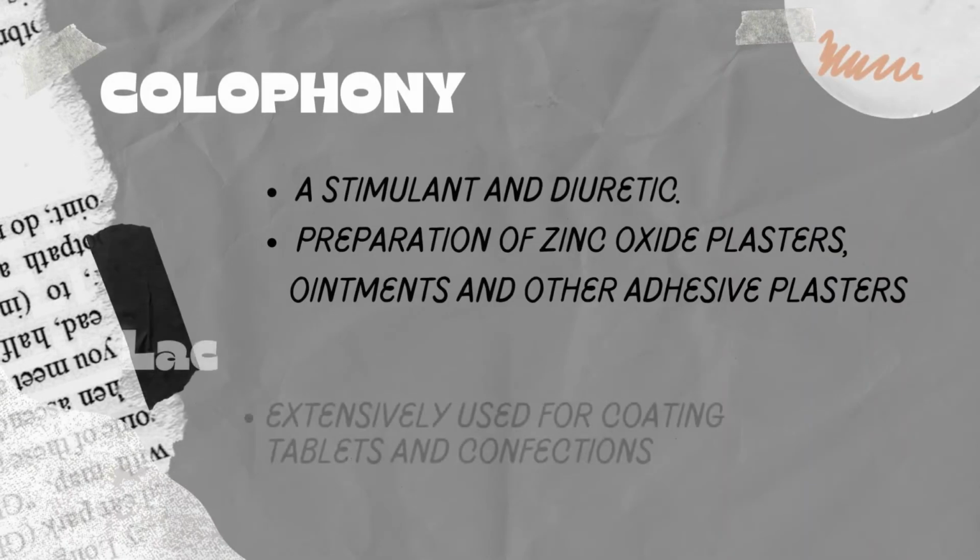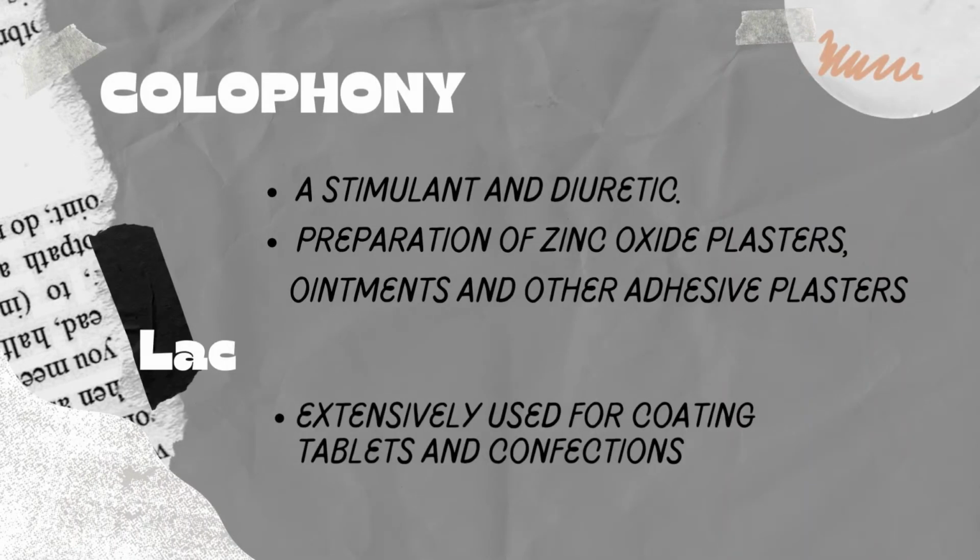Here are some substances that are composed of resins. We have colophony, which is a rosin that has a stimulant and diuretic action, as well as being used in the preparation of zinc oxide plaster, ointments, and other adhesive plasters. We have lac, which contains 70 to 80% of resin. It is extensively used for coating tablets and confections.